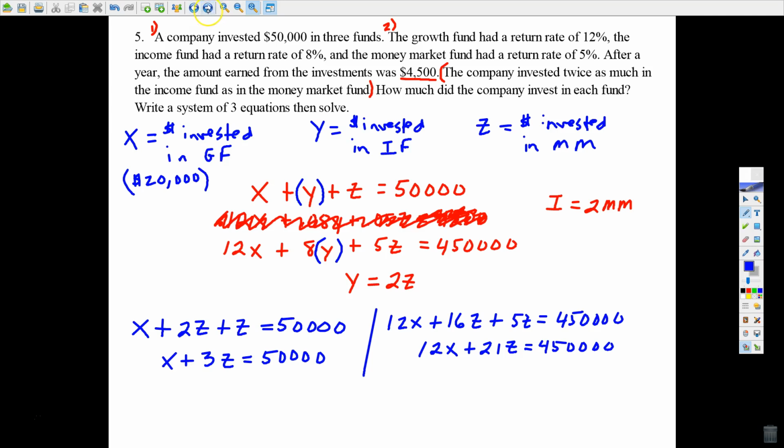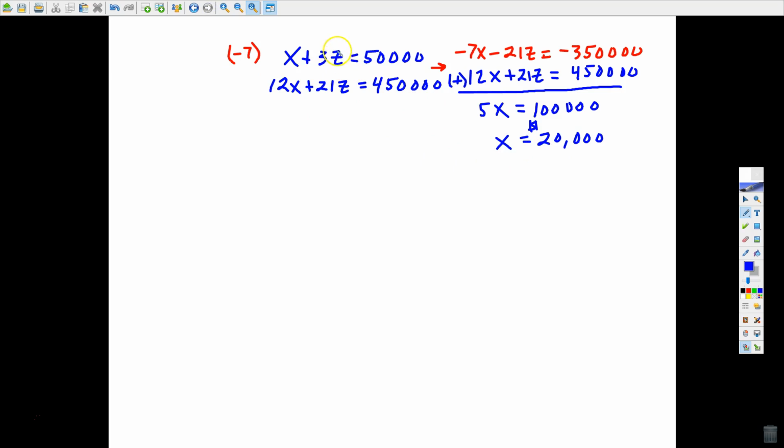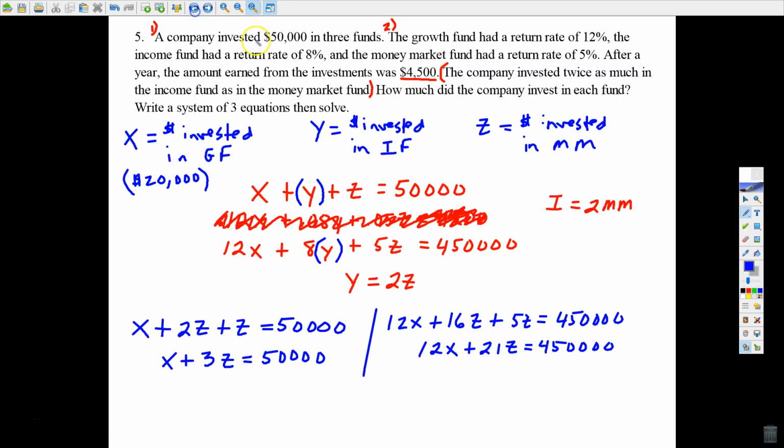All right, so now it should be easy enough to find the others. I can find Z pretty quickly by replacing X with $20,000. I could have done that in either of these equations. Okay, subtract 20,000 from both sides, and I got Z as 10,000. Okay, Z represents the amount invested in the money market, so we've got that amount, $10,000.